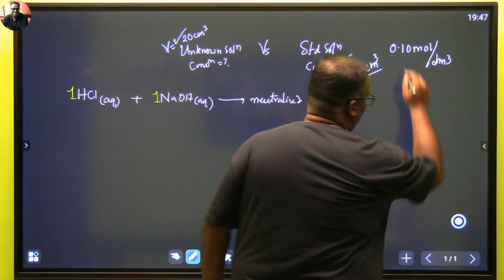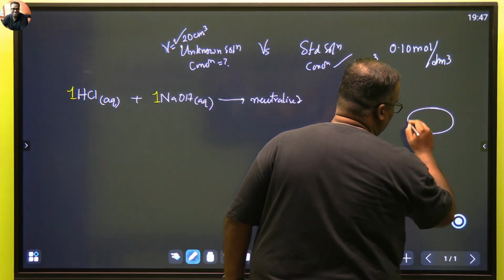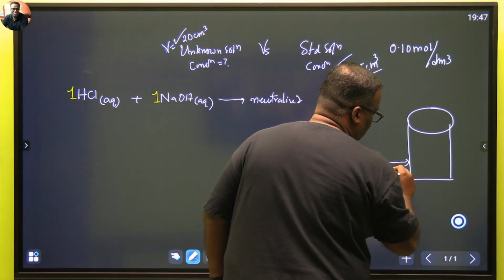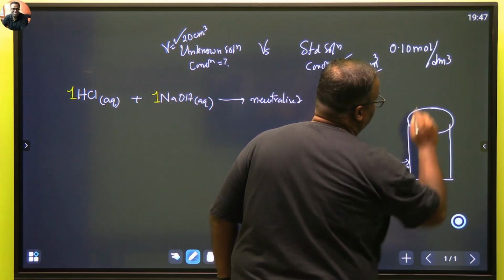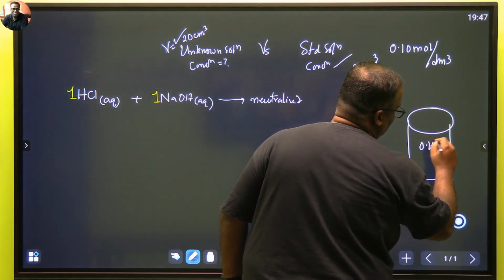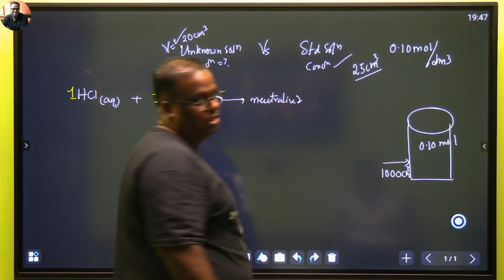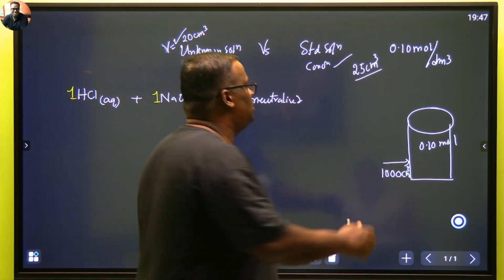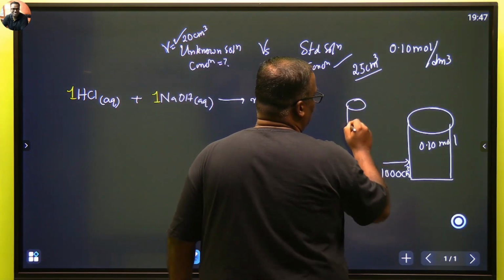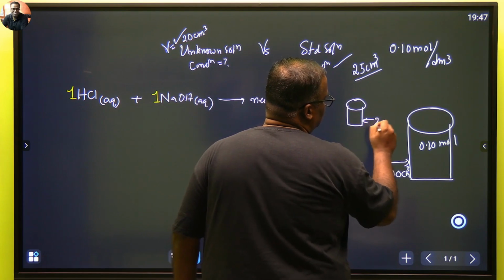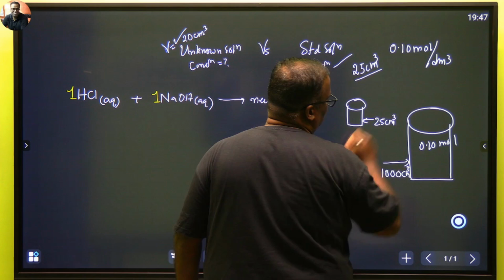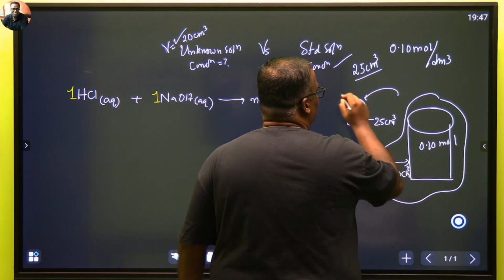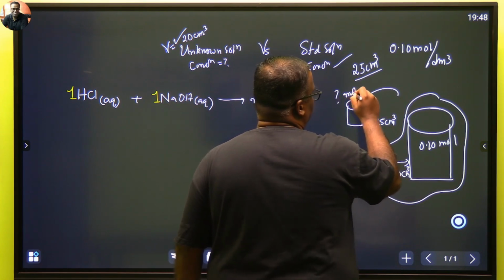Now, what is 0.1 mole? 0.1 mole means that if you have a vessel which is 1000 cm cube, then you have 0.10 moles of NaOH in it. But did you start with this vessel? No, you did not start with this vessel. You started with a much smaller vessel, which is only how much? 25 centimeter cube. Now, based on this ratio, find out how many moles should be here.